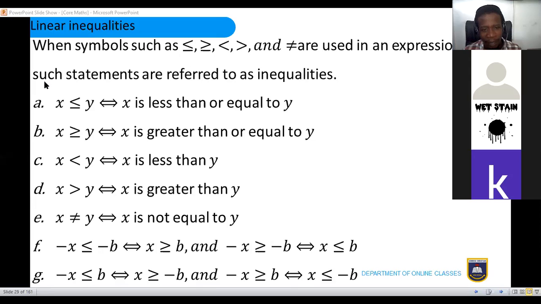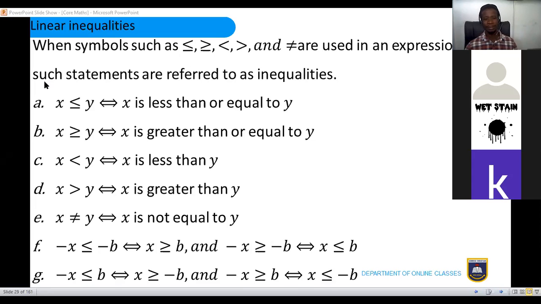Let's look at some of the symbols of inequality. When we talk about inequality, that means the things are not equal. They are unequal, inequalities. There's a relative difference between two terms. So that's what we mean by the inequalities.